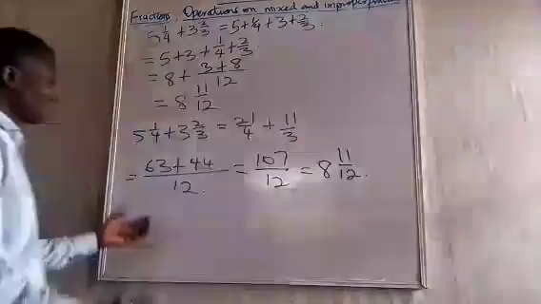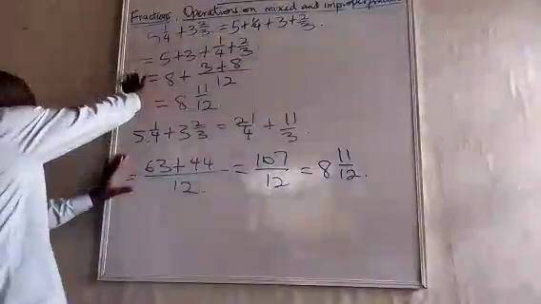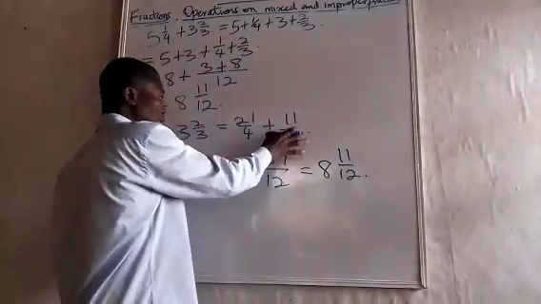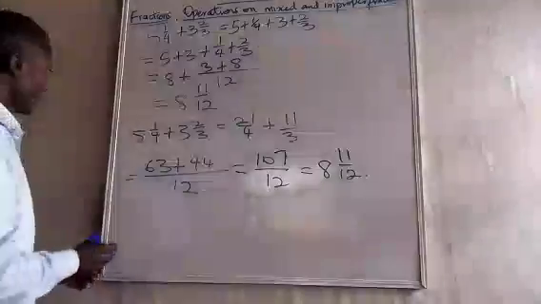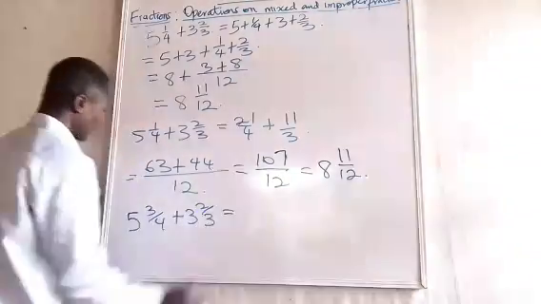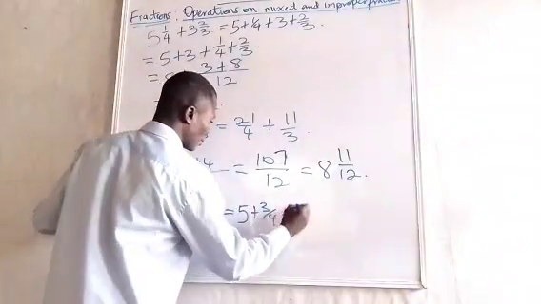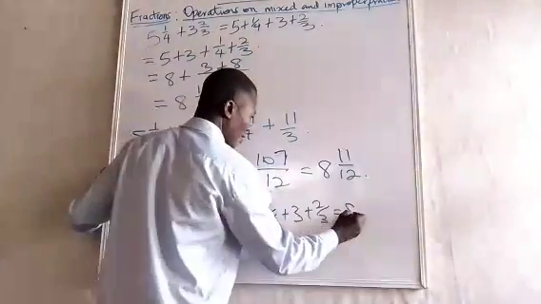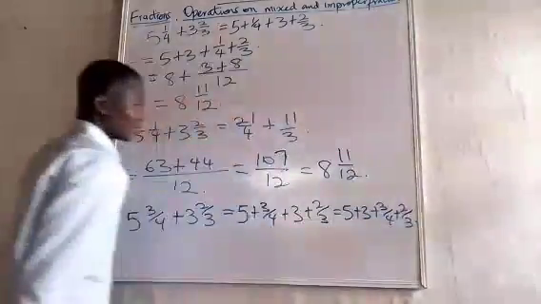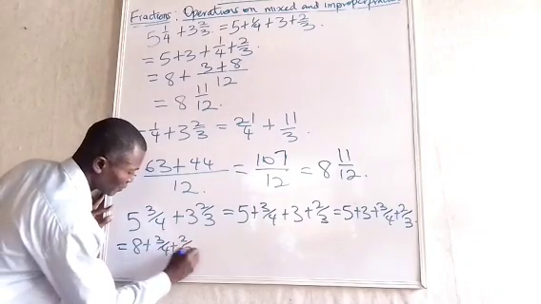So you see, just get used to this. But I always advise, if you are not yet used to this, first of all learn by conversion to improper fraction. Any operation you want to do, first of all convert to improper fraction. So let's see another one. Let's say I have 5 3 over 4 plus 3 2 over 3. So that will give me 5 plus 3 over 4 plus 3 plus 2 over 3. So that's going to give me 5 plus 3, plus 3 over 4 plus 2 over 3. This is what it gives me. So it's going to be 8 plus 3 over 4 plus 2 over 3.